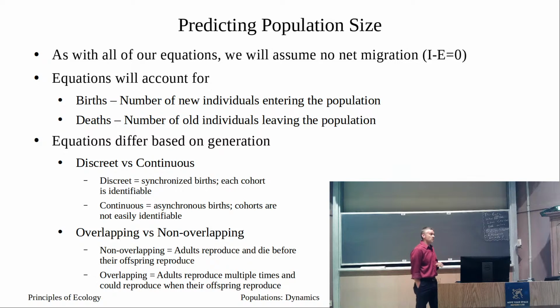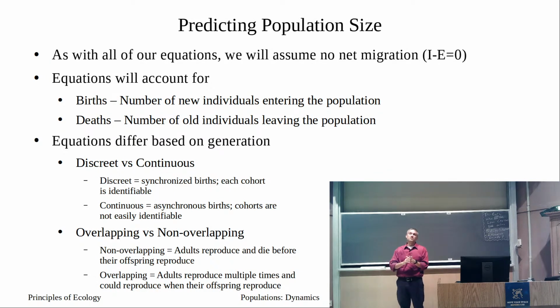Now, as we get to the equations, we're going to break them down based on their generations. So we can have discrete or continuous generations, and we can have overlapping or non-overlapping generations. The discrete versus continuous kind of comes down to when do they reproduce. For a discrete generation, we have reproduction happening basically all at the same time in our population. So they all reproduce in the spring within a 1-week time interval.